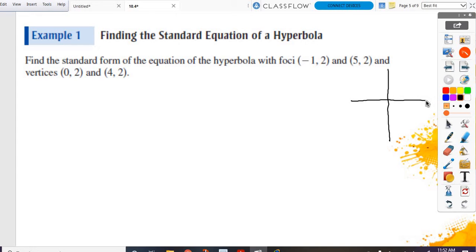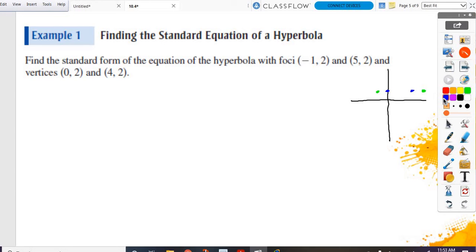So where are my vertices going to be located? Where's the first one located? (0, 2). Which is where? On the y-axis. And then we would also be at (4, 2). Now, our foci are going to be at (-1, 2) and (5, 2).